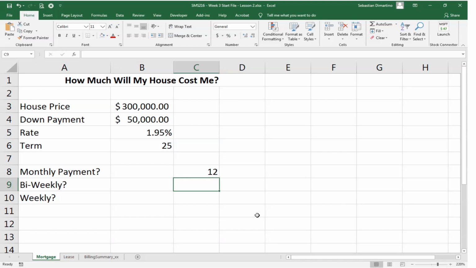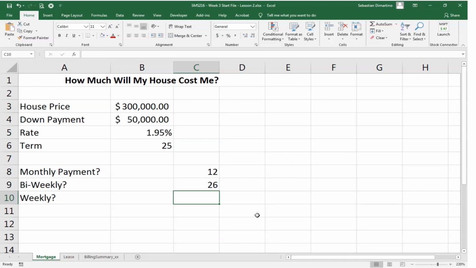Bi-weekly, how many bi-weekly periods are there in a year? Some people think it's 24 because they think 12 months, twice a month, 24. But that's not accurate. It's actually 26. It's extremely important not to make that mistake. It will impact your final number greatly and could cause a lot of problems.